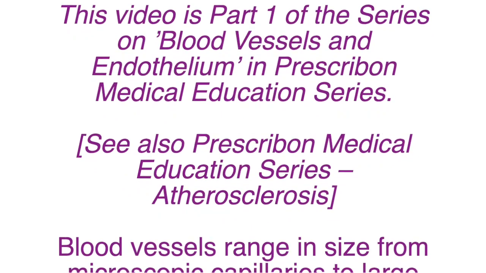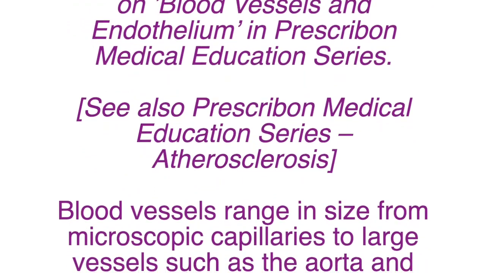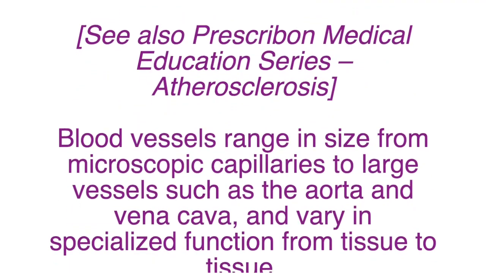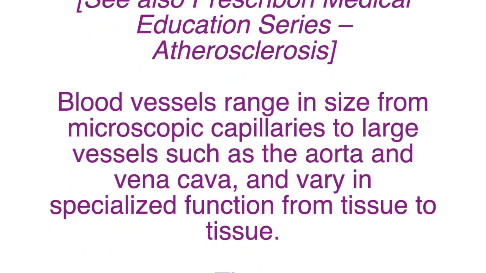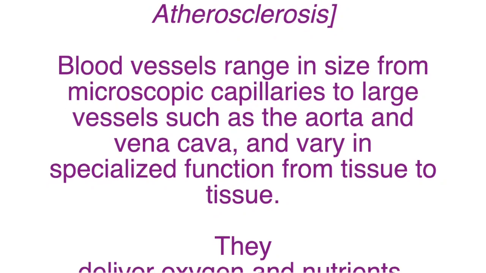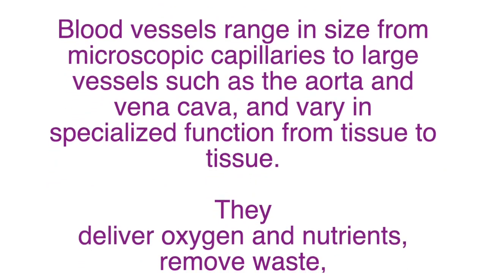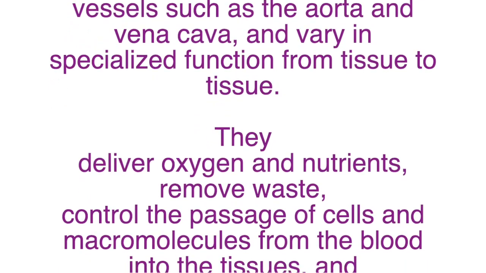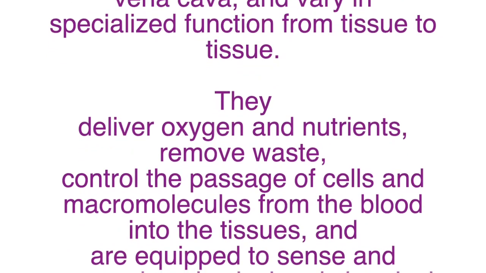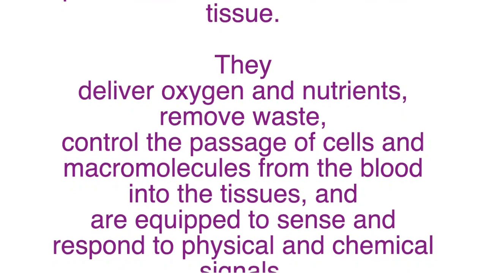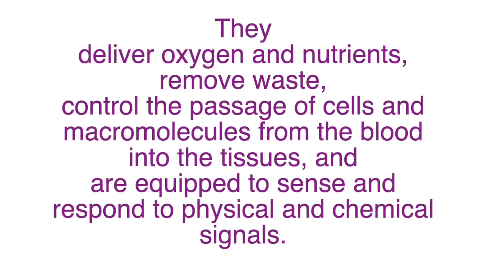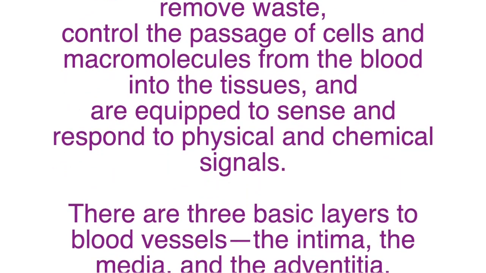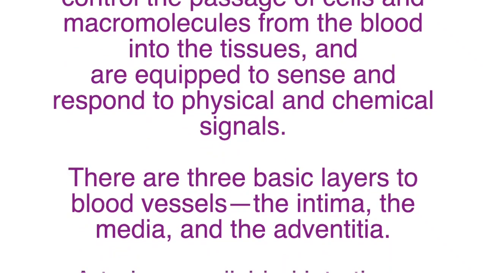Blood vessels range in size from microscopic capillaries to large vessels such as the aorta and the vena cava, and vary in specialized function from tissue to tissue. They deliver oxygen and nutrients, remove waste, control the passage of cells and macromolecules from the blood into the tissues, and are equipped to sense and respond to physical and chemical signals. There are three basic layers to blood vessels: the intima, the media, and the adventitia.